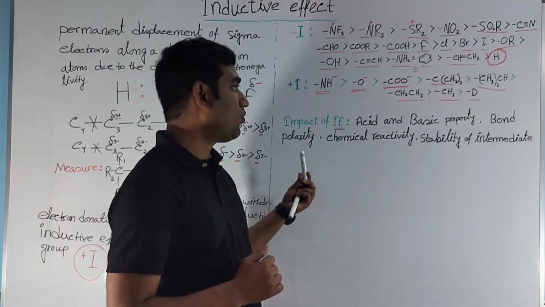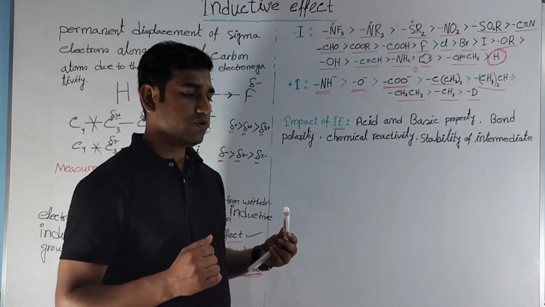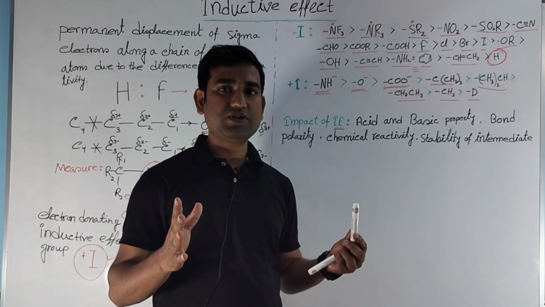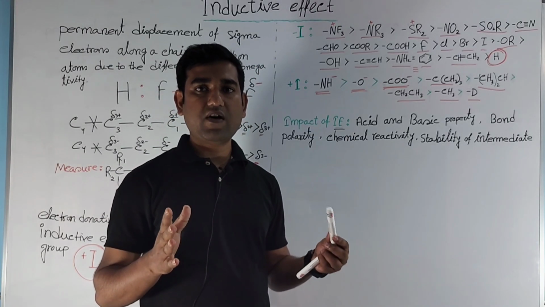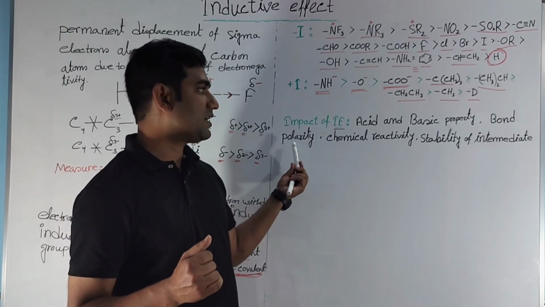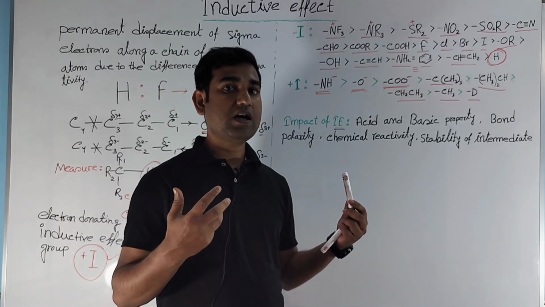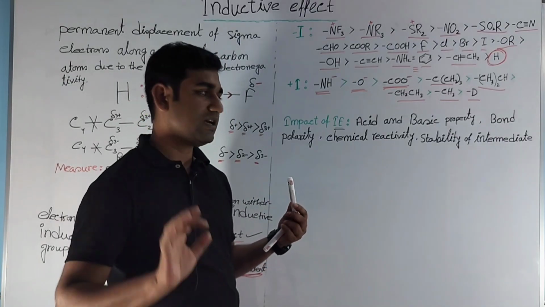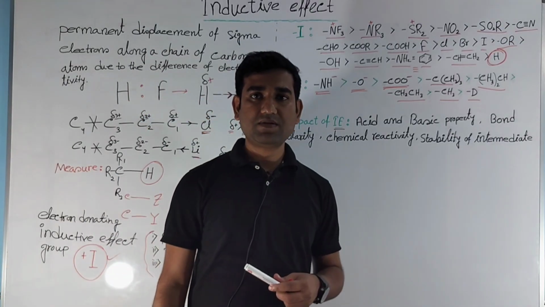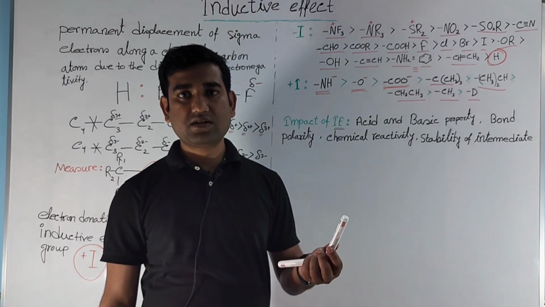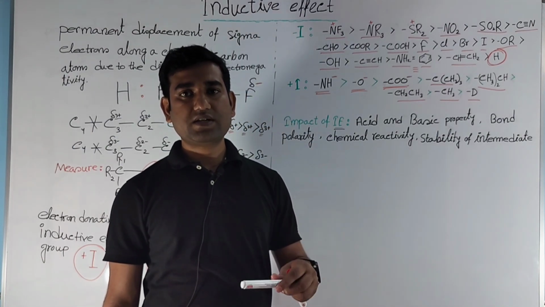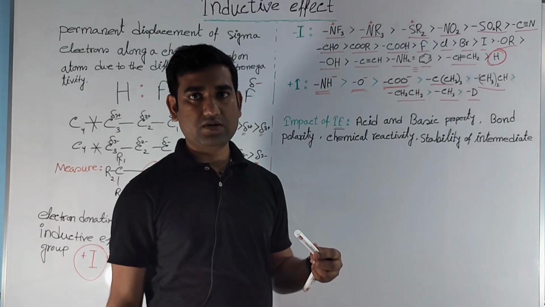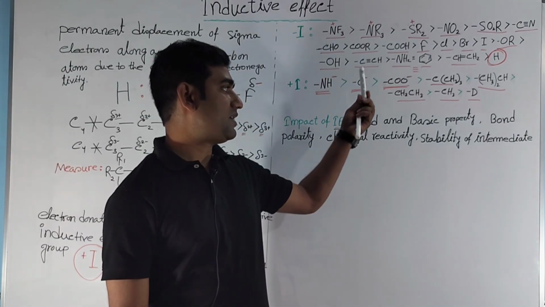And we can explain the bond polarity. Bond polarity means, once different atoms with different electronegativities form a covalent bond, that time we can understand what the bond polarity is. Bond polarity of the molecule we can explain by the inductive effect. Chemical reactivity means how fast the reaction is going, how slow the reaction is going. So reactivity of chemical molecules we can explain by the inductive effect.